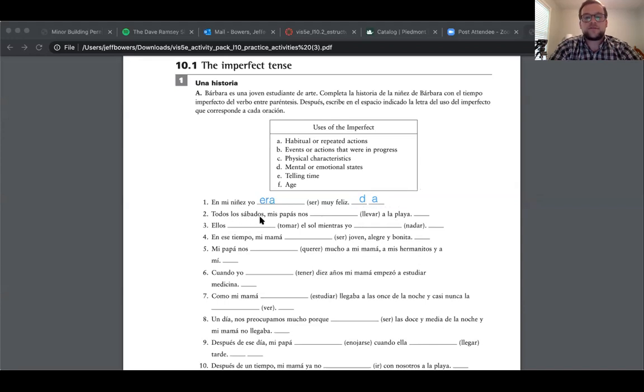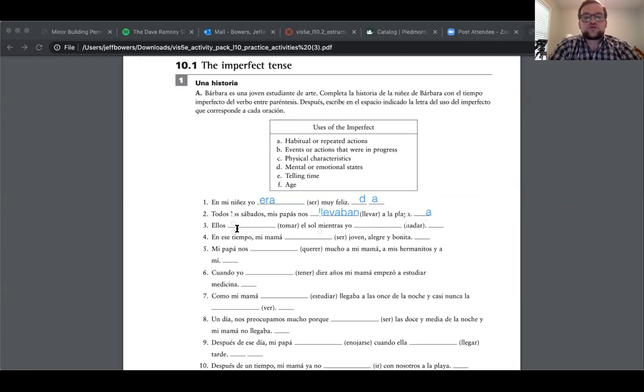Todos los sábados, every Saturday, mis papás nos... remember our AR endings are aba, abas, aba, abamos, aban. So mis papás nos, they took us, there would be the subject, right? They, mis papás nos, they took us. So llevaban a la playa. So that would be a habitual or repeated action. Right? Very good.